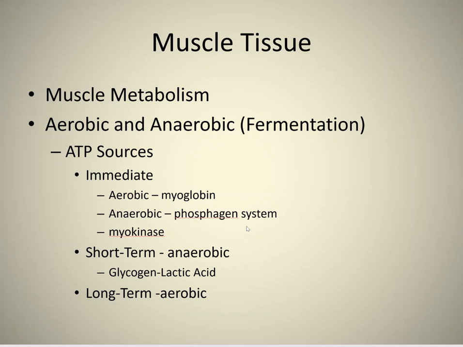Then, if you still are using your muscles strenuously enough and you haven't got time for oxygen to get to the muscles, then you turn to cellular respiration, anaerobic cellular respiration, which makes lactic acid. And then if you use your muscles slow enough where you have time to get oxygen to the muscles, then you use aerobic cellular respiration.